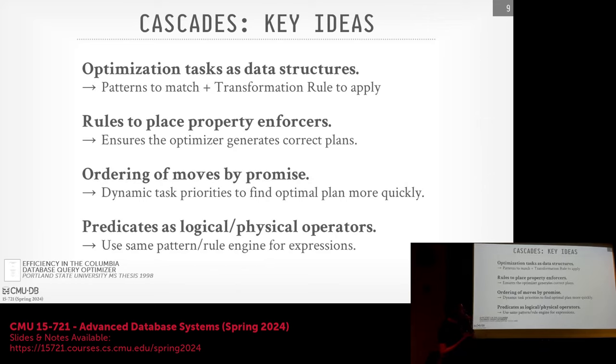So the four key ideas of Cascades, as we talked about last class: again, everything is going to be represented as data structures. So within a task, we'd have: here's the pattern I'm looking for in my query plan, here's the transformation I want to apply. And you can have additional things like a priority that says this thing should be considered sooner than another one. And in the paper, you can actually modify these priorities on the fly. But in practice, CockroachDB does it.